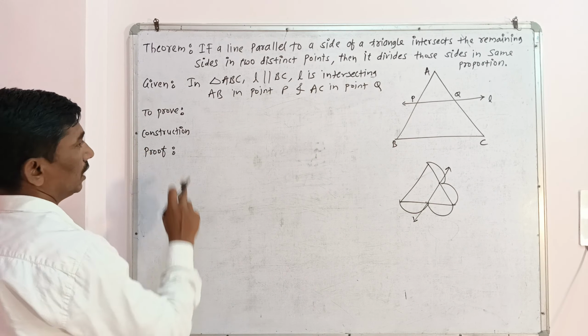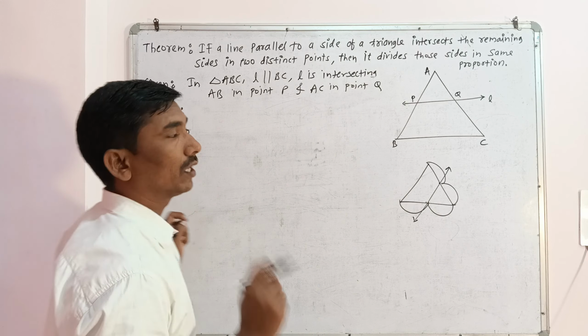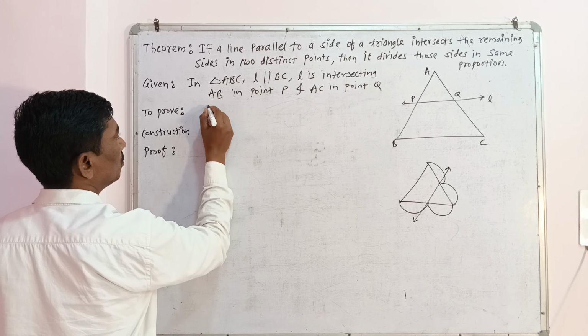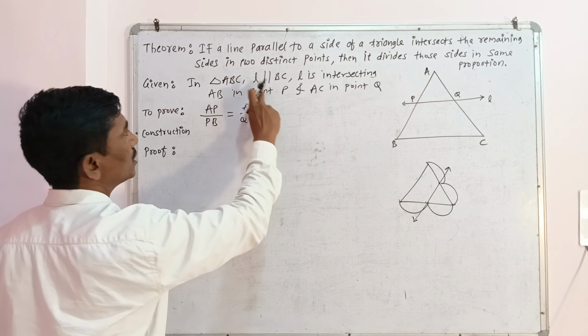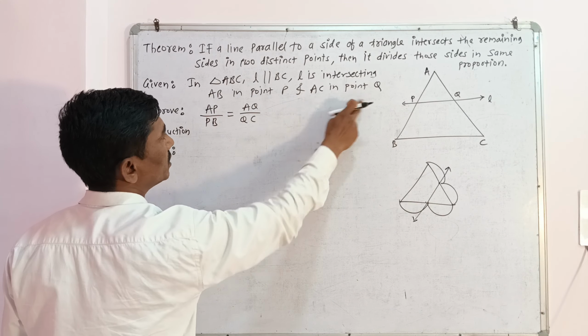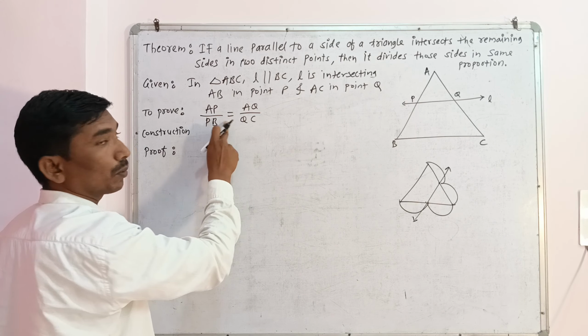Now what we have to prove is that if we take the ratio of this side and this side, both ratios will come the same. That is what we have to prove. So it is like AP by PB equals AQ by QC. This is what we have to prove, because this is what is being asked in the statement, that if a line is parallel to one side of the triangle and is intersecting the two sides at distinct points, then it divides those two sides of the triangle in the same proportion.